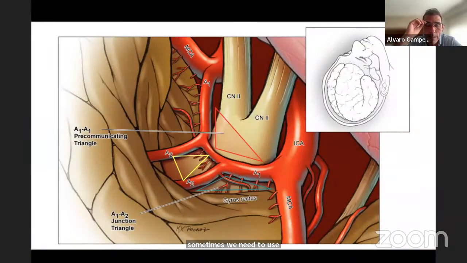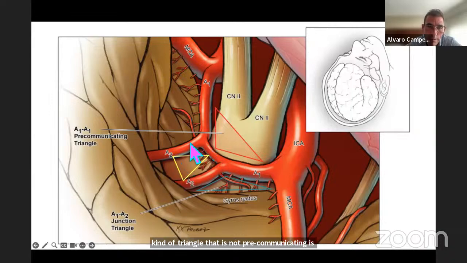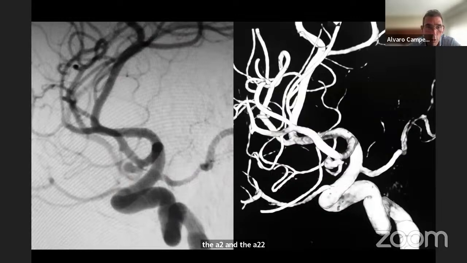But also, I think it's not in this paper, but sometimes we use another kind of triangle that is not pre-communicating, it is post anterior communicating artery, between the A1, the A2, and the A2 of both sides. And I will try to show some examples. This is another aneurysm with the 3D.